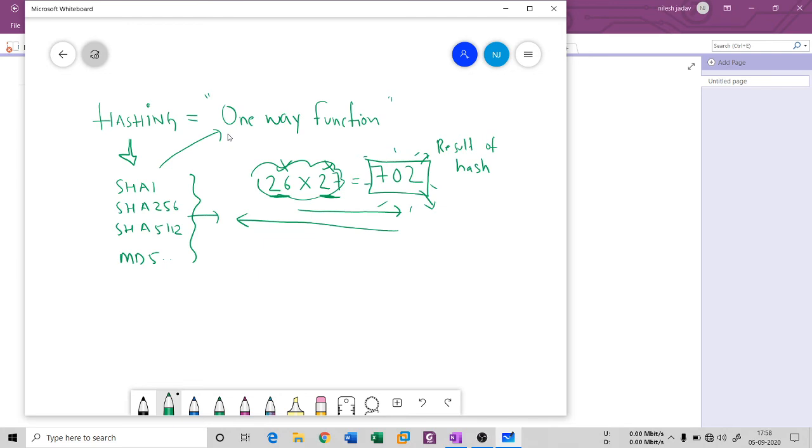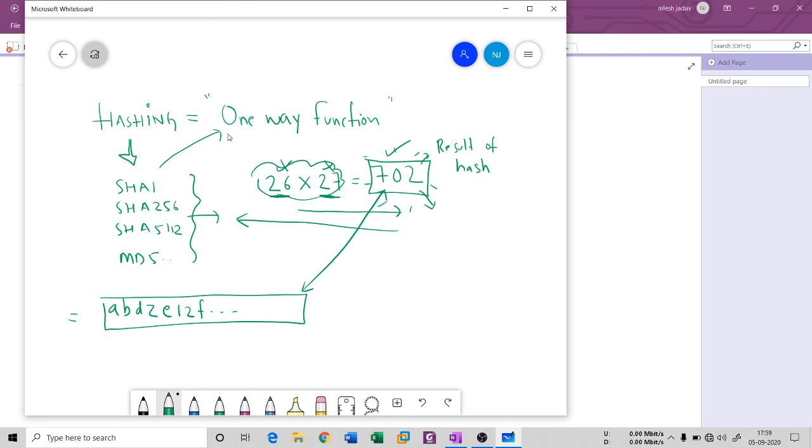It's a one-way function. So can it be cracked or not? It can be cracked, but it's very, very hard. It's a brutal thing to do, actually. So this is not possible, and that's why it is a one-way function. So you're getting it. You take any algorithm and you will get this 702, but you will never know which two numbers. So in hashing, you generally get something like A, B, D, Z, E, 1, 2, 5, and so on. So random characters you will get. This random output is nothing but this 702.